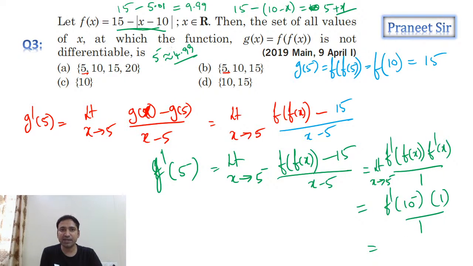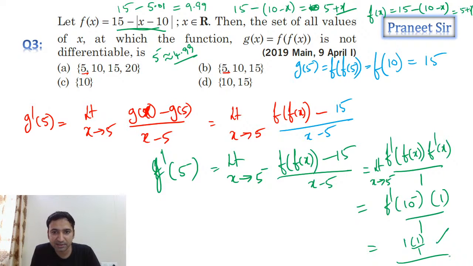Now let's calculate f dash 10 minus. F dash 10 minus, when x is slightly less than 10, the modulus expression is negative, so we can replace f of x as 15 minus 10 minus x, which is equal to 5 plus x. So its differentiation is 1. So 1 into 1 by 1. So the right hand differentiation we calculated. Clear? So instead of calculating every time what is the left hand derivative and what is the right hand derivative, instead of calculating every time, why?